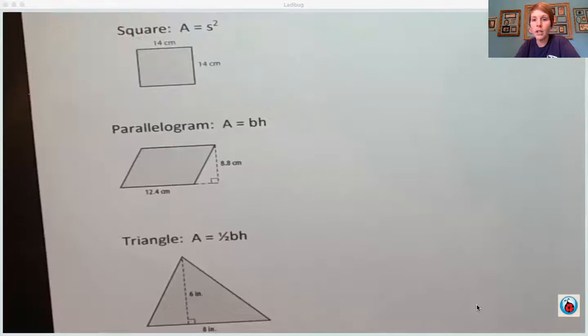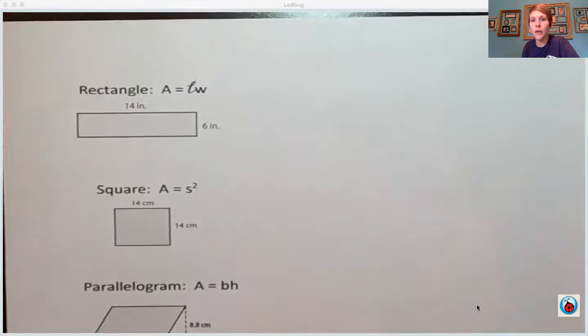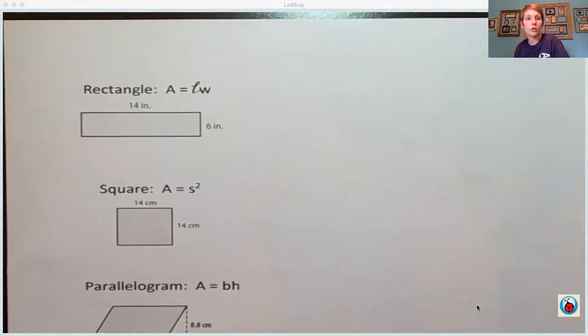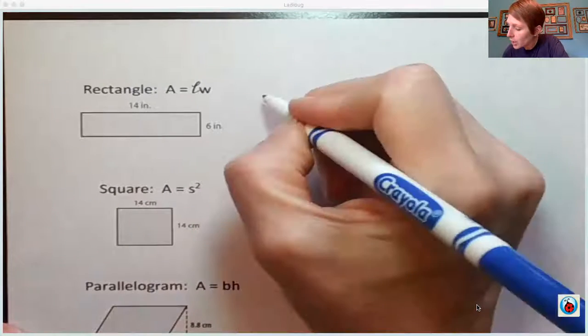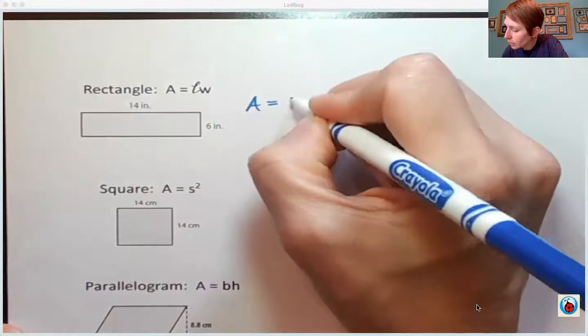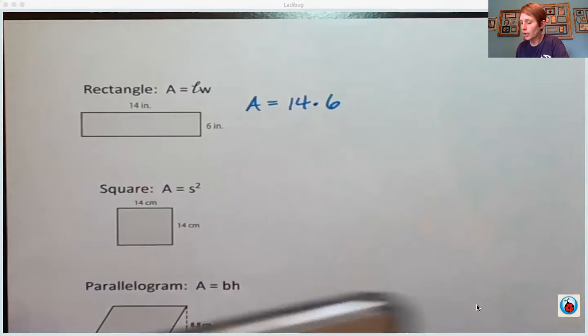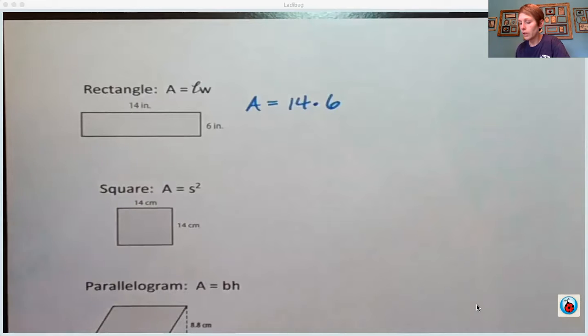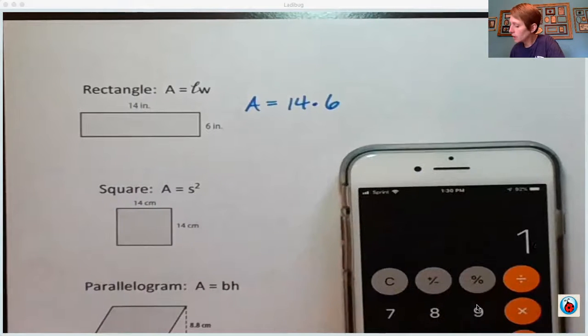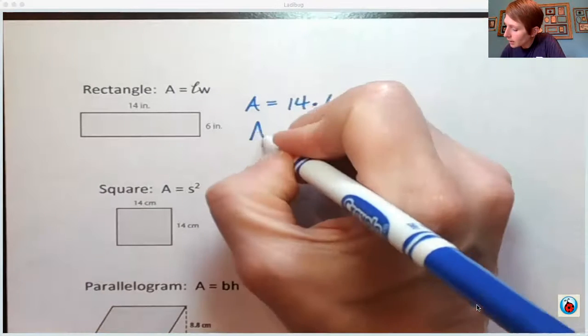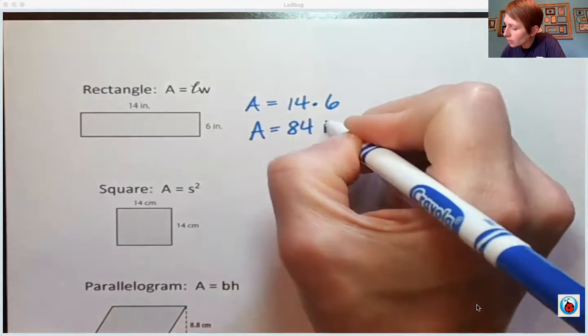Let me click over to my ladybug here so that you guys can see what I'm doing. We'll start with a rectangle. Rectangle is length times width, long times short. So we'll do A equals our long times our short. You're welcome to use a calculator for this. I'm using my phone calculator again. So 14 times 6 gives me 84. So A equals 84 inches squared.